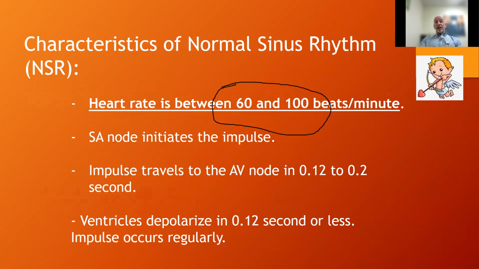Which would mean sinus brady would be what? Below 60, right? Sinus tachycardia would be above 100. If you remember this number, it's real easy. The SA node initiates the pulse, it travels to the AV node. Here's the times right here. So your P wave is going to be 0.12 to 0.2 seconds. And then the ventricle, that QRS wave, contracts in 0.12 seconds or less.